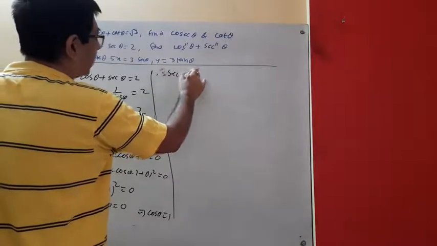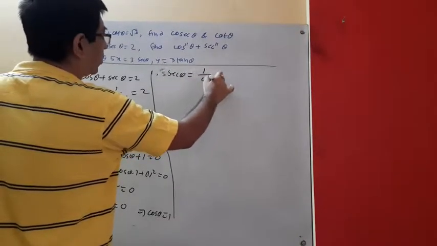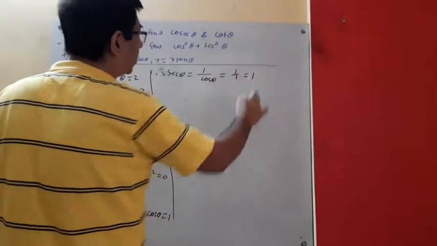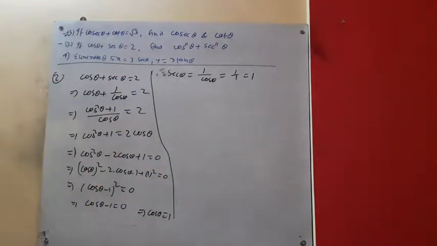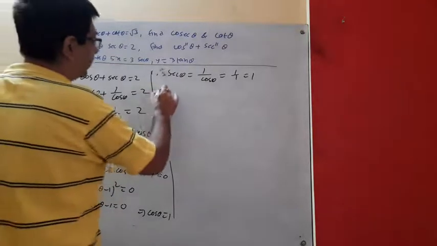theta, what is sec theta? Sec theta is 1 by cos theta, that is 1 by 1, that is equal to 1, right? Cos theta equal to 1, sec theta equal to 1. Now what we have to find?